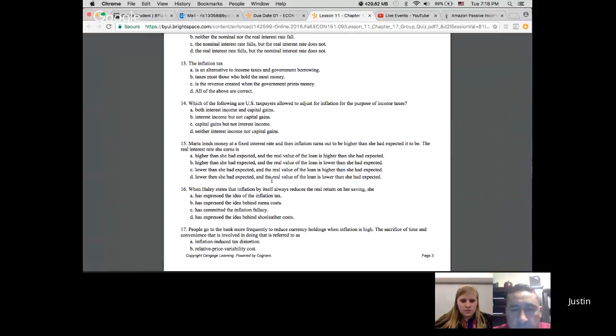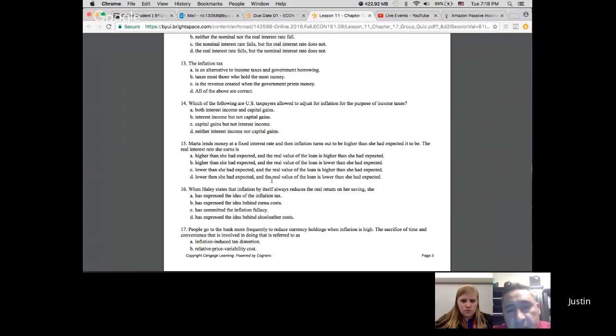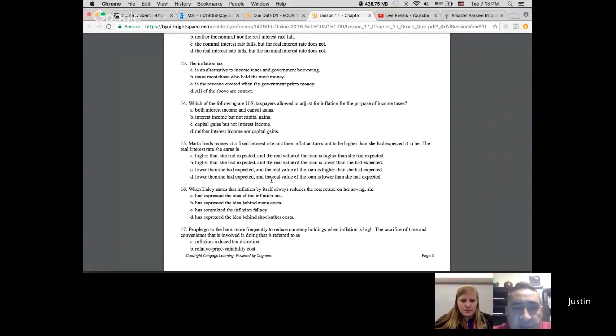So that means that inflation devalues your money. Exactly. The higher the inflation, the less your dollars are worth, and the lower the real interest rate. Also, the real value is lower. Correct. That's what I was struggling with, the real value.